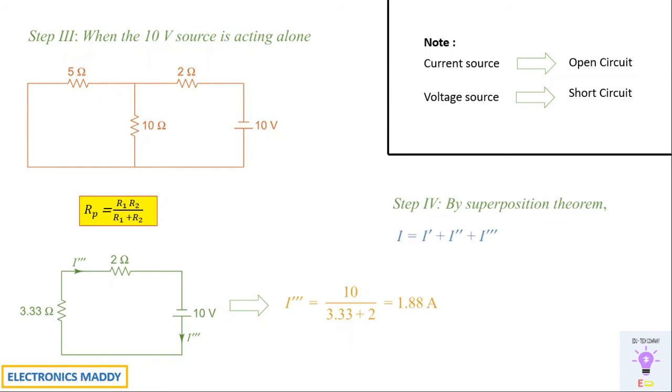So I is equal to I dash plus I double dash plus I triple dash. You will be getting the value of the current to be 4.38 amps. This is the current flowing through the 2 ohm resistor. So this can be done in different ways. You can use KVL and KCL. If they have specifically asked you to find it using the superposition theorem, this can be used.